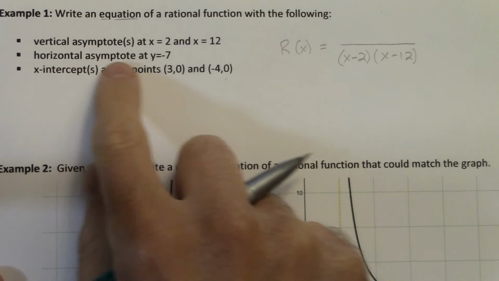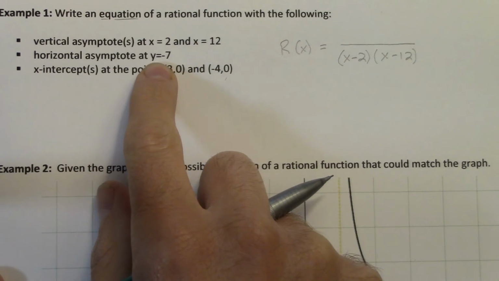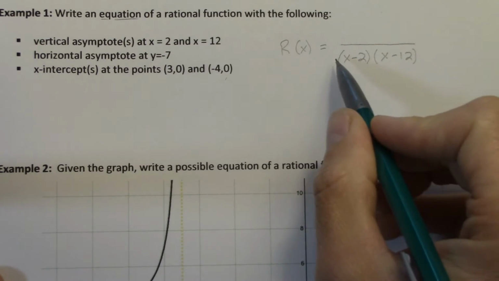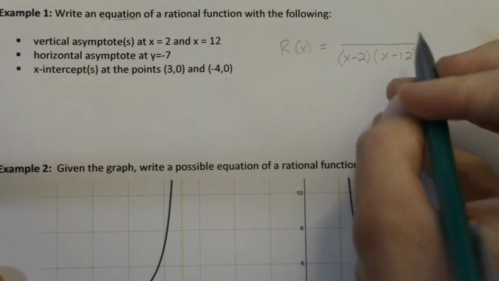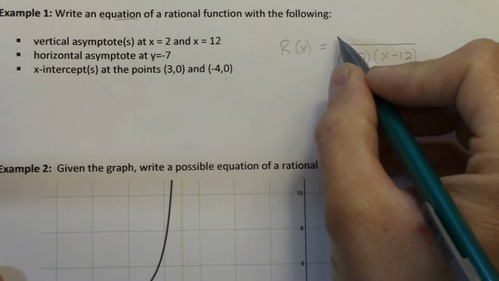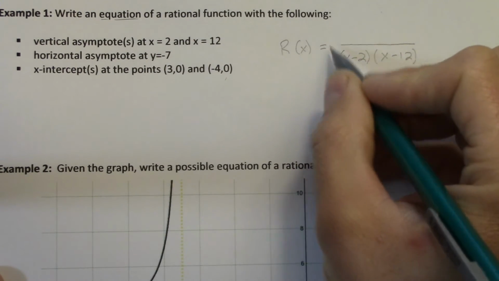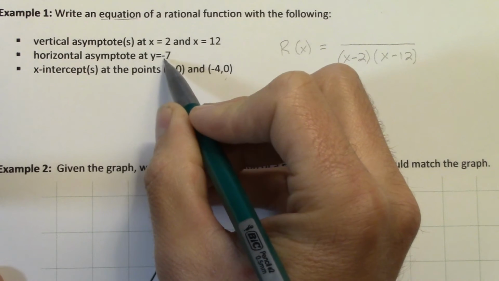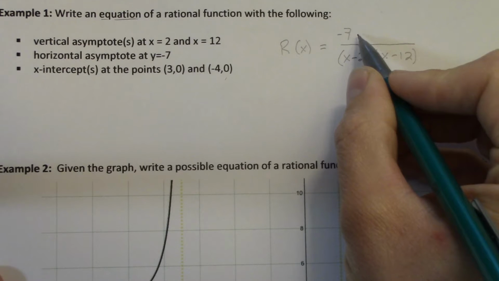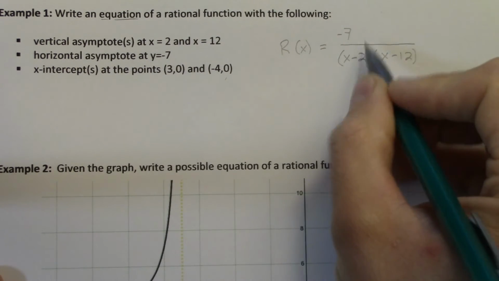Alright, a horizontal asymptote at y equals negative 7. A horizontal asymptote happens when the degree of the numerator and the denominator match. So the degree of the denominator right now is 2. My degree of the numerator needs to be 2, and then the leading coefficients: whatever the leading coefficient of the numerator divided by the leading coefficient of the denominator is, that'll be the negative 7. So I'm going to put a negative 7 up here, and I'm going to make sure that my degree, when I write this out, ends up being 2 so that the degrees match.